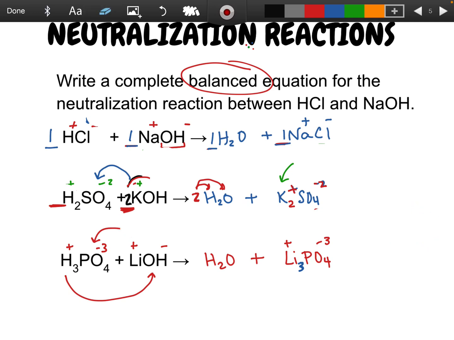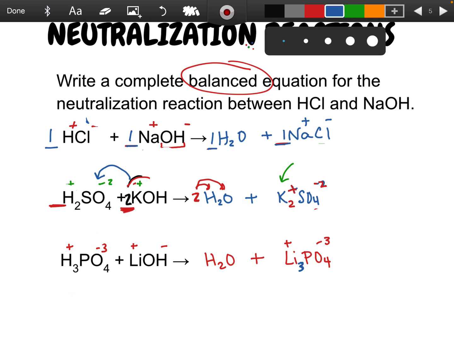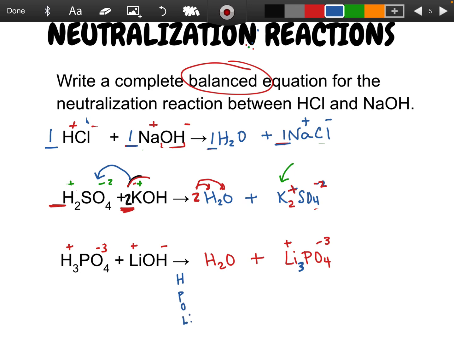Okay, so now we can balance the number of atoms on each side of the arrow. So if you want to make your inventory, hydrogen, we have 3 here, plus 1 more here is 4. Phosphates, we have 1 on the left. Lithiums, we have 1 on the left. And then oxygens, we have 5 on the left.